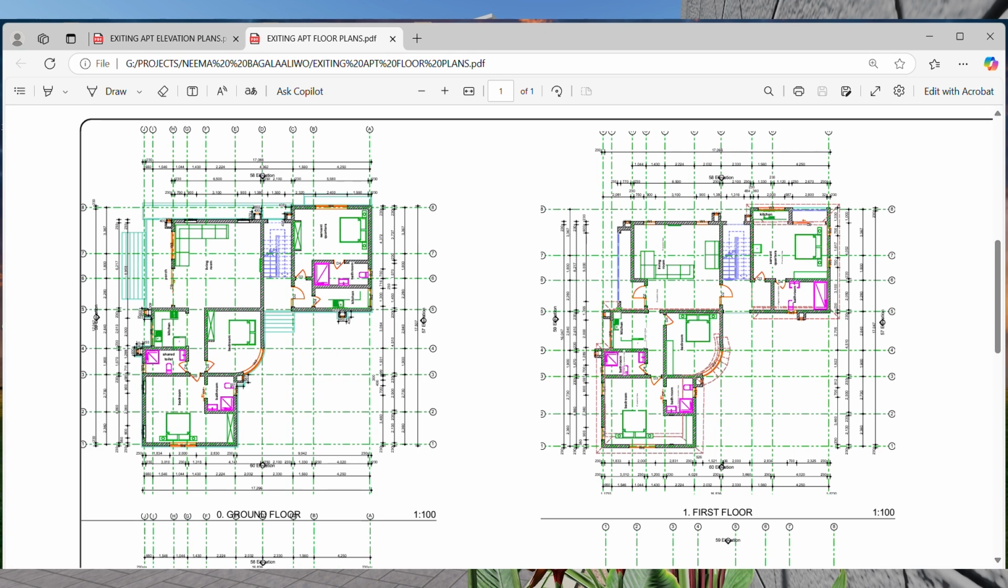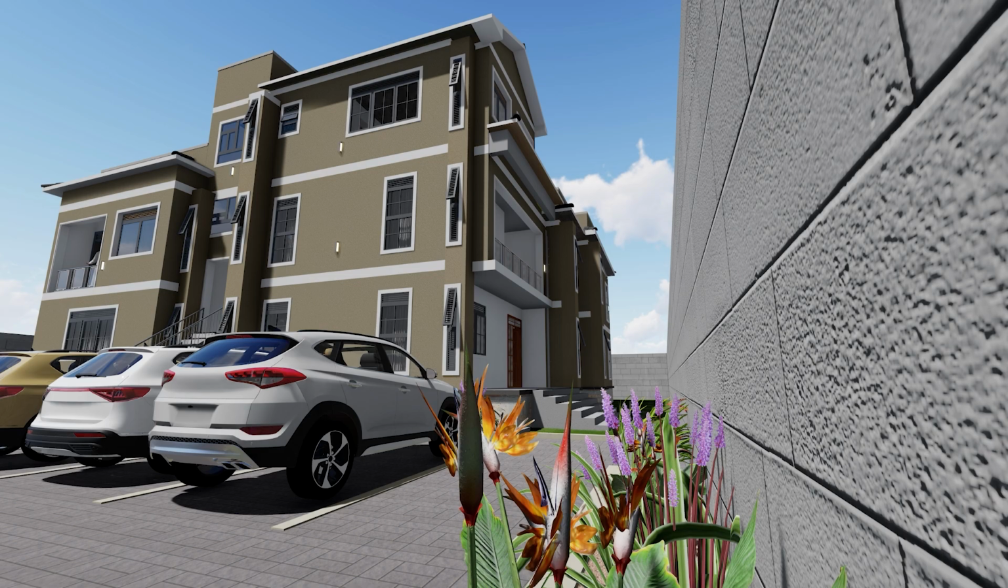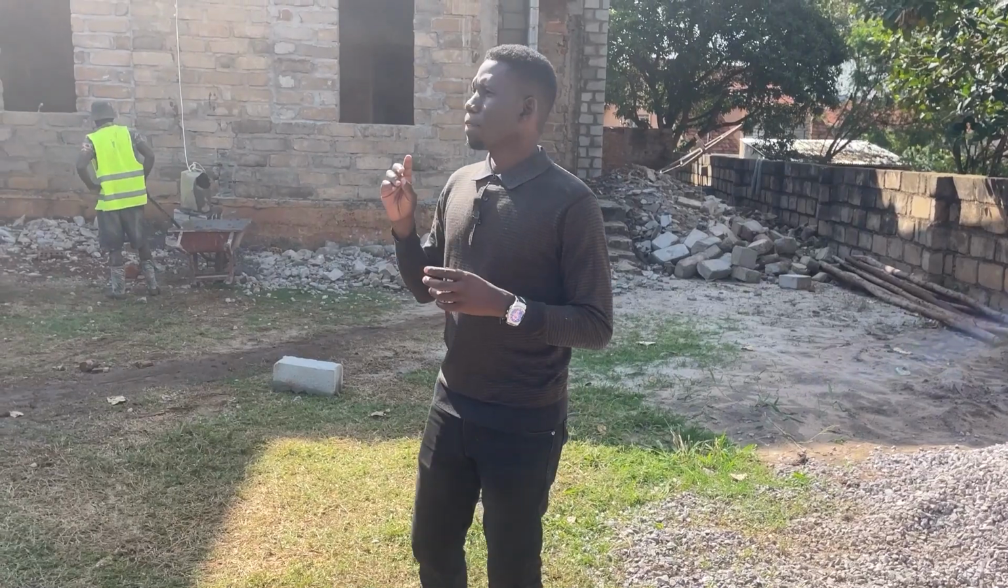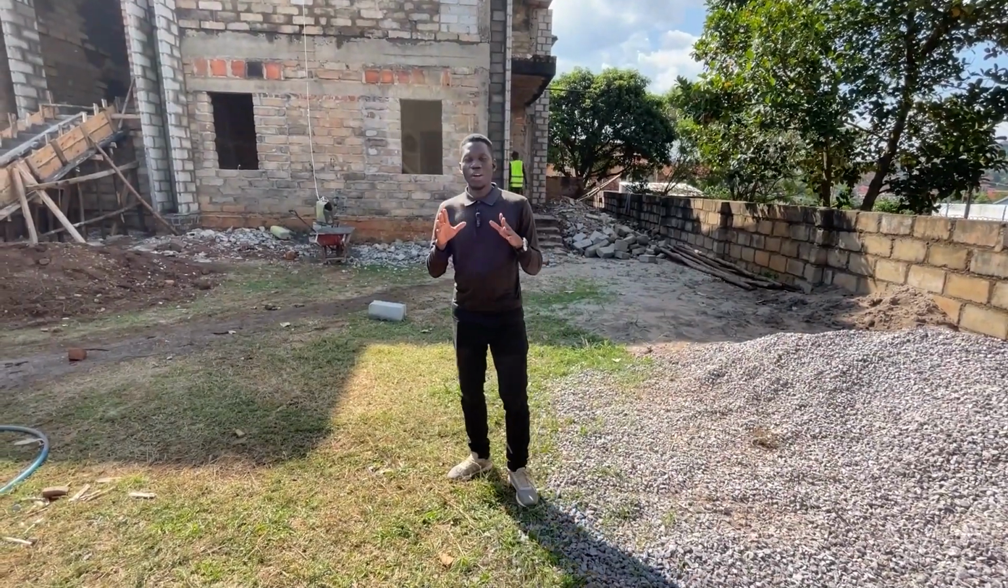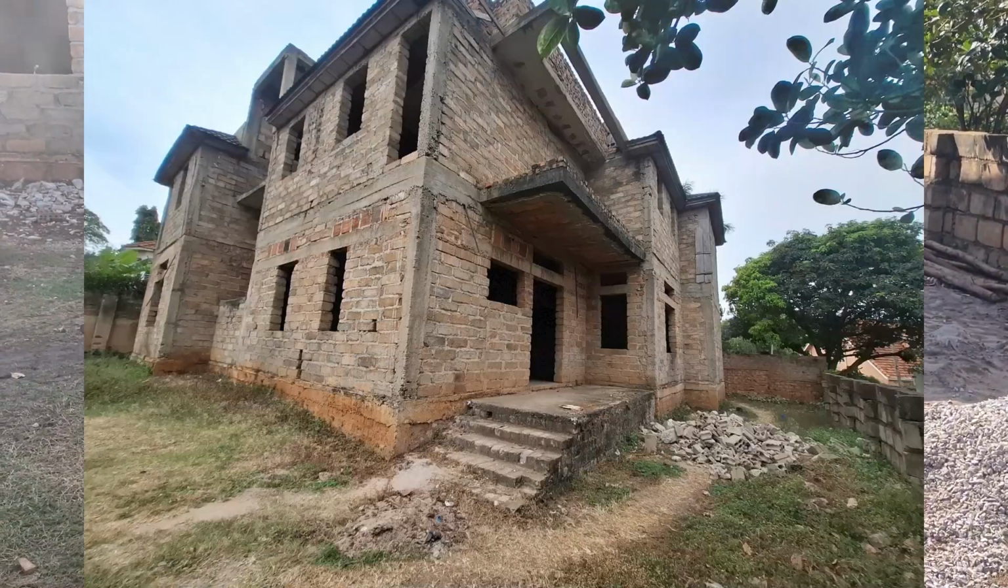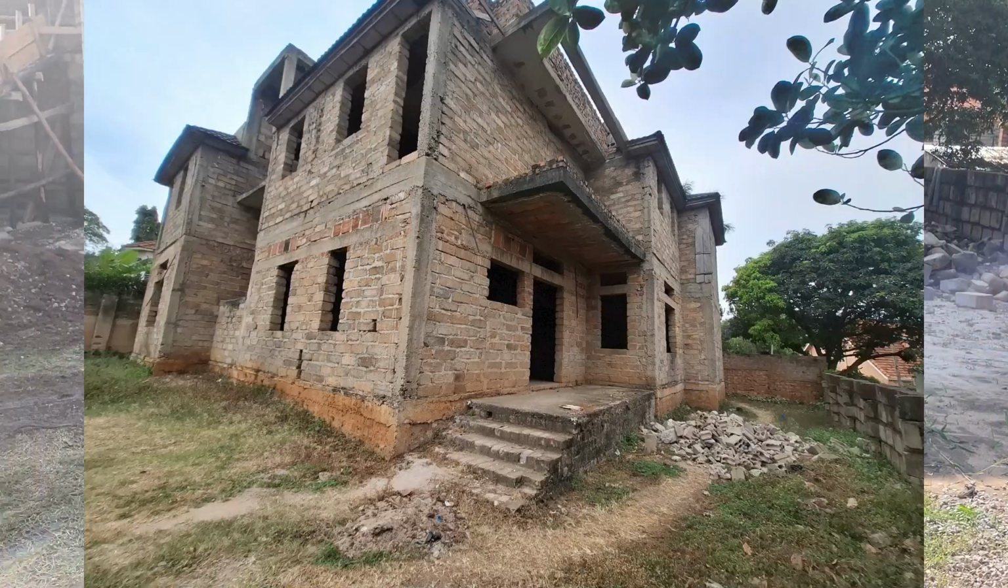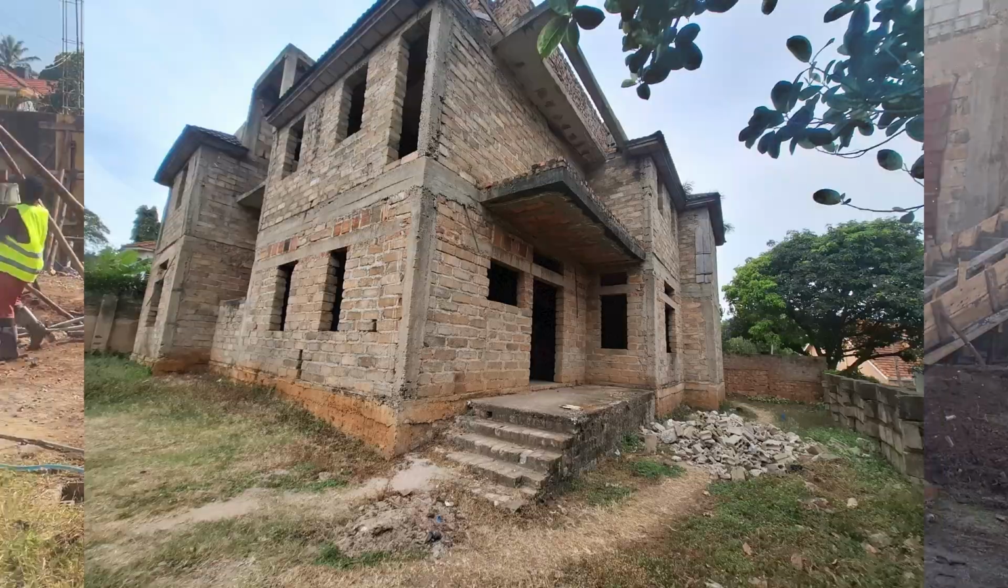Out of it, we got 2 units which are 2 bedrooms, and 3 other units which are single bedroom units, which are studio rooms. So I'm going to take you through so that you can see the work that we have done so far with the project. Right there, they are trying to cast the columns for the gate.